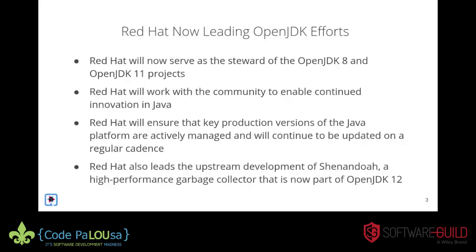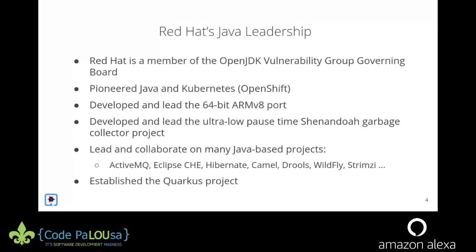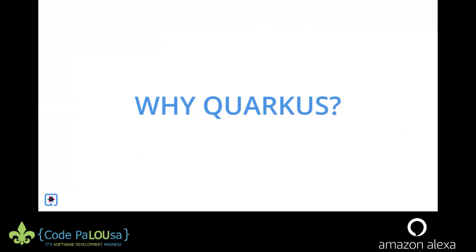And just a little bit more about us and OpenJDK. We're members of the vulnerability group and the governing board, and we've done a lot to make certain that Java runs well in Kubernetes environments, which a lot of organizations are using or on a path to using. And we've been involved in a lot of other projects in the Java community, some that you're probably really well familiar with. And of course, we established the Quarkus project, which is where we're going to focus our discussion here this afternoon. So why Quarkus?